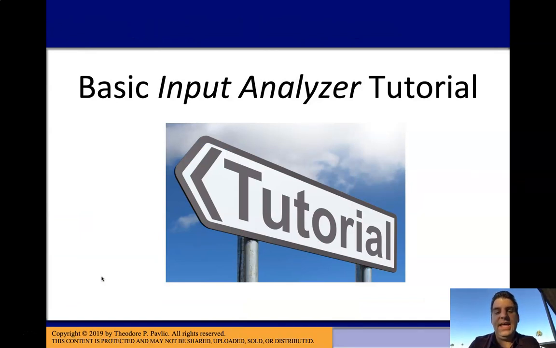All right, so with that, I'm going to end this section of the video. The next portion of the video will be opening up the Arena Input Analyzer and going through a tutorial of how to load data into it and then perform these fits that I kind of referred to earlier a couple minutes ago.